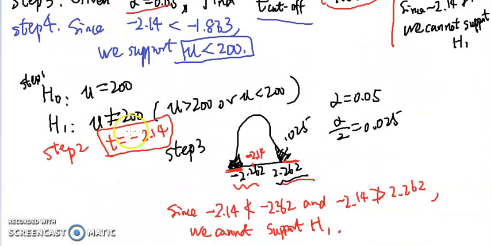Similarly, for the not equal case, our t-value could either be greater than the positive cutoff t-value or less than the negative cutoff t-value. We got two cutoff t-values. One of them is positive, the other is negative. And if it falls in any one of these regions, then you will support H1. But in this case, our value does not fall in any of the two regions. That's why we cannot support H1.